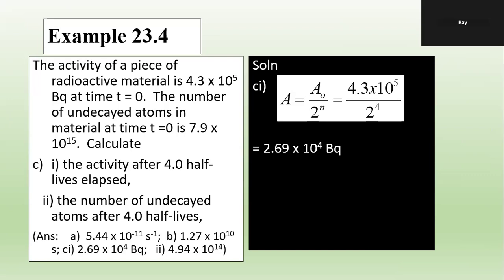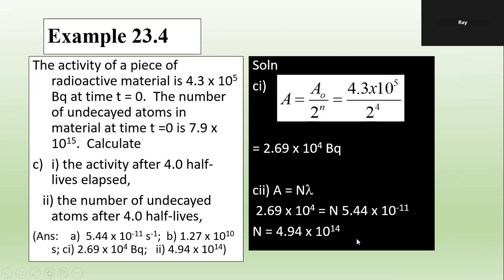Then the number of undecayed atoms after 4 half-lives. Same, just use the formula, that's all. This formula, A equals N lambda. Calculate N. A we have already calculated there. N is what we want. That's your lambda.